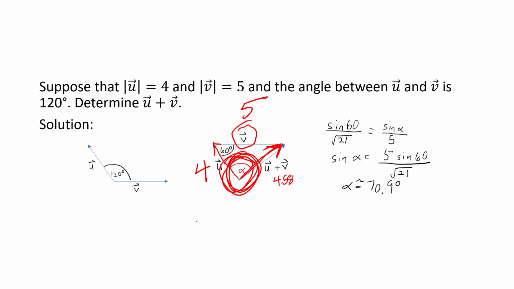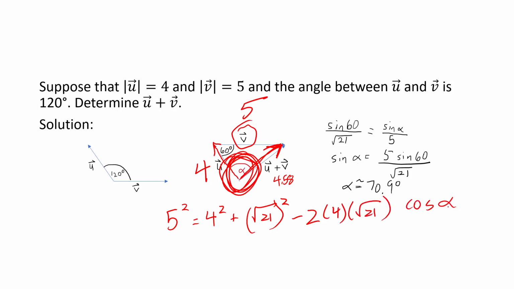It would be smarter at this moment, a little bit of a flaw in this PowerPoint, it would have been smarter for us to set it up as 5 squared equals 4 squared plus root 21 quantity squared minus 2 times 4 times root 21 times cos of alpha. And if you set that up and then solve for alpha, you'll get 70.9 degrees. That is the answer we get using the sine law. But like I said, it would have been a little bit more careful of us to have used the cosine law here. Anyways, regardless, we get an answer of 70.9 degrees here.